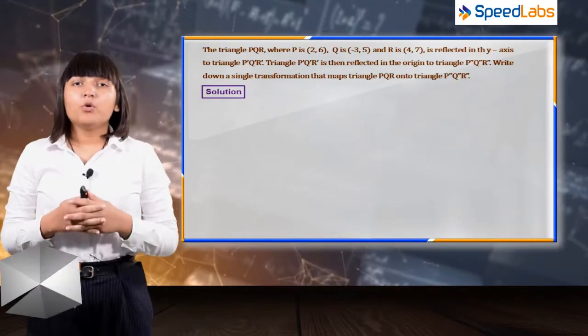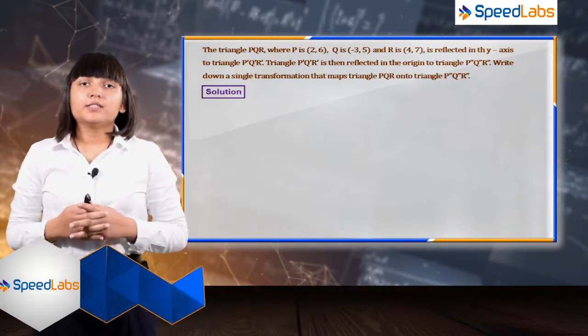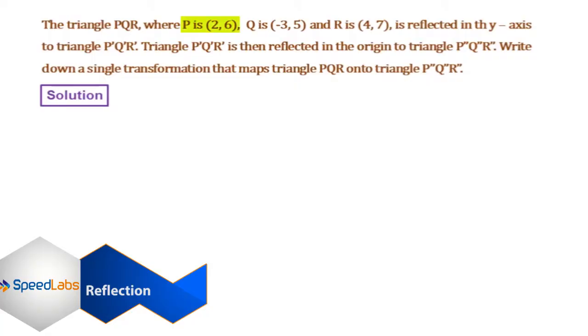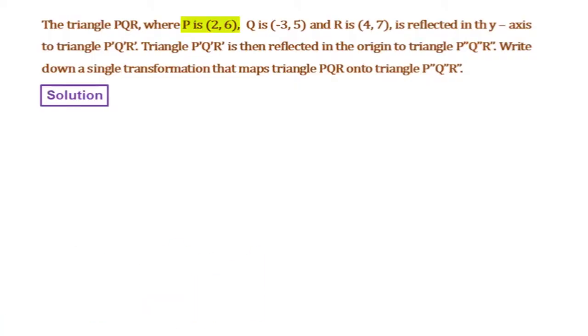In this question, you are given a triangle PQR such that the coordinates of P are (2, 6), the coordinates of Q are (-3, 5) and the coordinates of R are (4, 7).